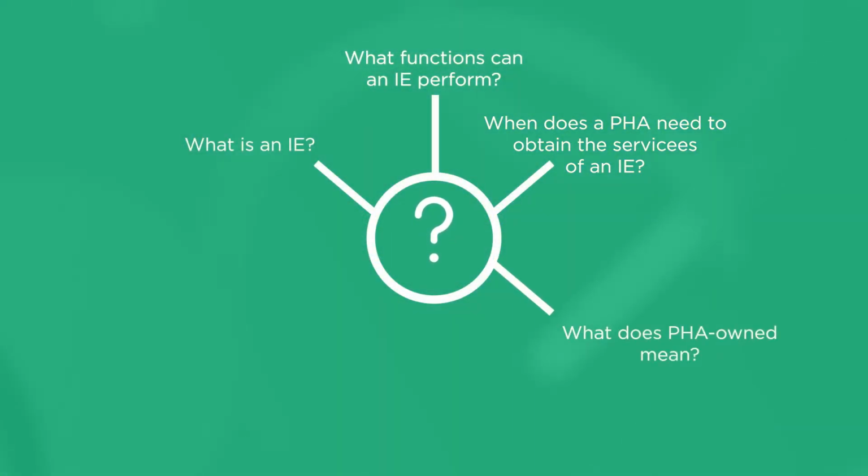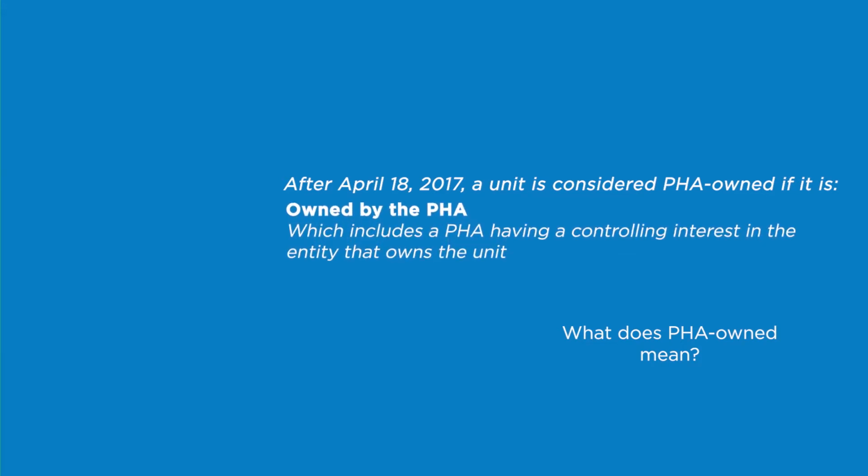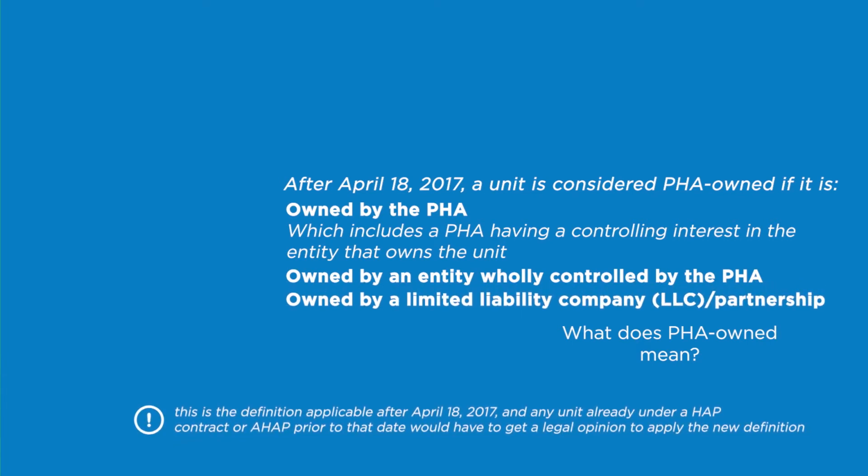What does PHA-owned mean? After April 18, 2017, a unit is considered PHA-owned if it is owned by the PHA, which includes a PHA having a controlling interest in the entity that owns the unit, owned by an entity wholly controlled by the PHA, or owned by a limited liability company, LLC, or a limited partnership in which the PHA or an entity wholly controlled by the PHA holds a controlling interest in the managing member or general partner.